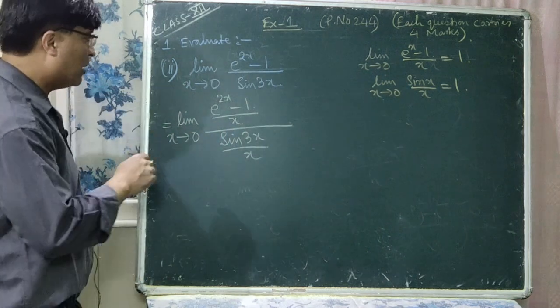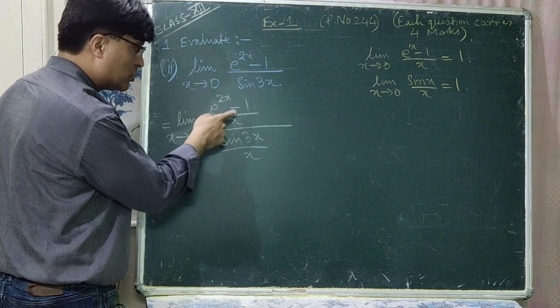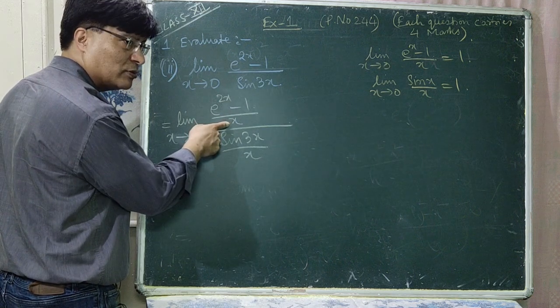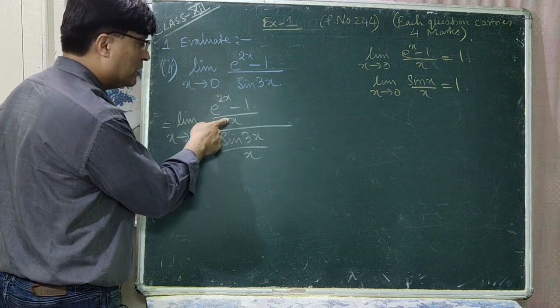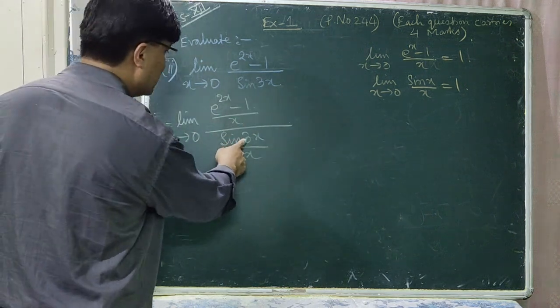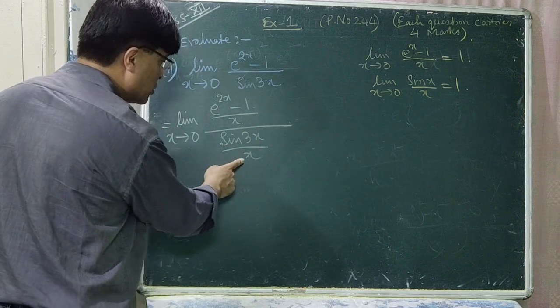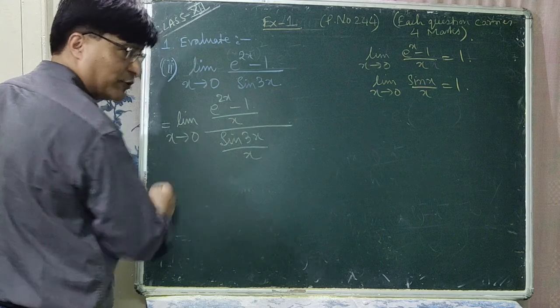Now in the numerator, instead of x there is 2x. So this should be multiplied by 2, and in the denominator it should be multiplied by 2, and that should be cancelled, and you should again multiply it by 2. But it should be in the form sin 3x by 3x. So you should multiply it by 3, but that 3 should be cancelled. You should write here 3.